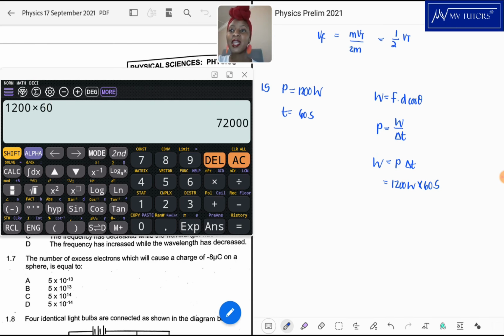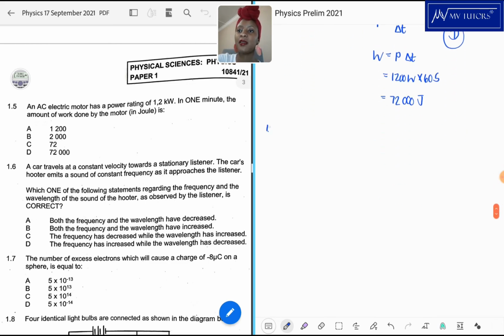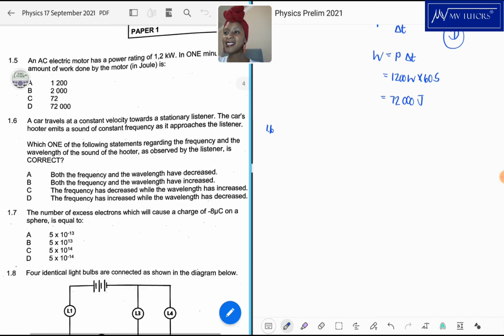Okay, 72,000 joule. 72,000 joule. And do we see it? Yes, we see it there. It is D. All right, and then 1.6.